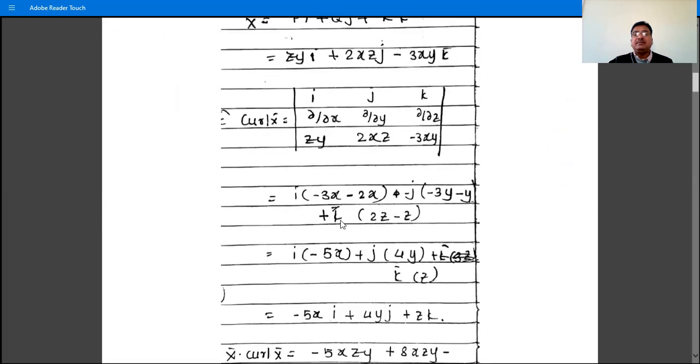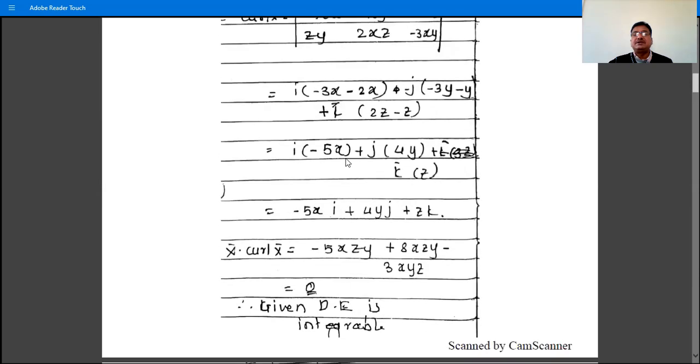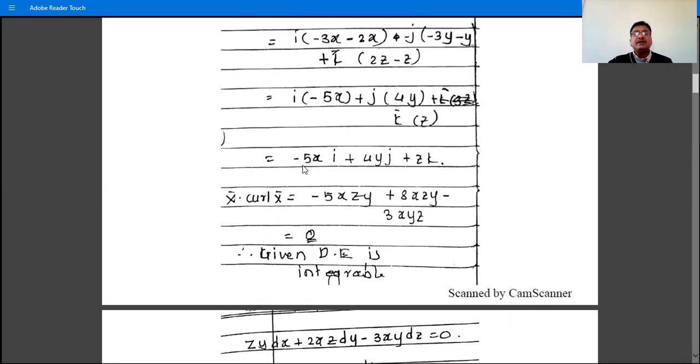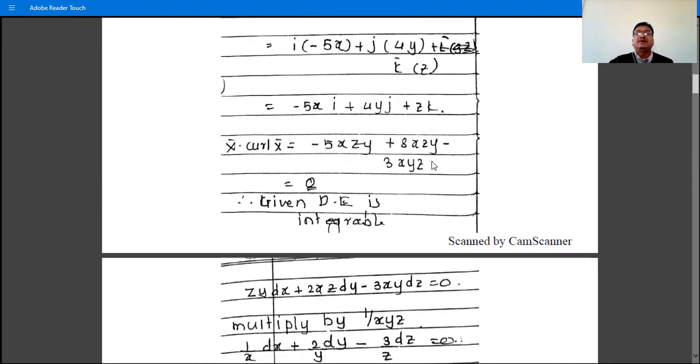And plus k, ∂/∂x of this quantity is 2z, and ∂/∂y of this quantity is z. Minus z. And then we have the answer: minus 5x minus this is 4y, take the negative sign in bracket, the effect of the negative sign, minus 4y becomes plus 4y. So minus 5x i plus 4y j and plus z k. And then x̄ dot curl x̄ is what?